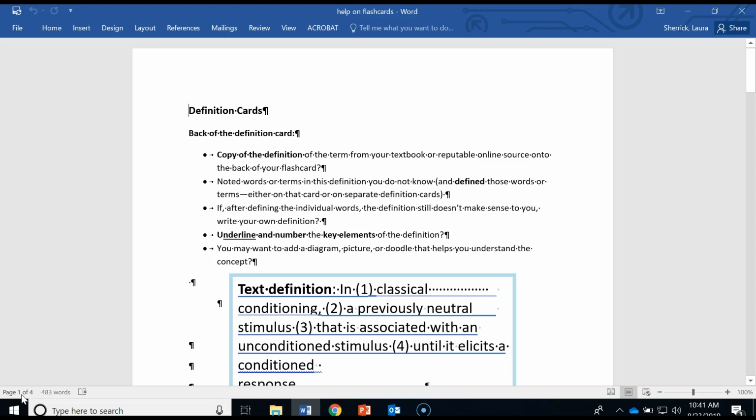The second thing is you could have two different kinds of cards. You could have a definition card or example cards. So I want to go through what those were again and show you what I was looking for. If you're using a definition card, on the back of the card, you'll have the text definition. So you'll just copy basically and paste.